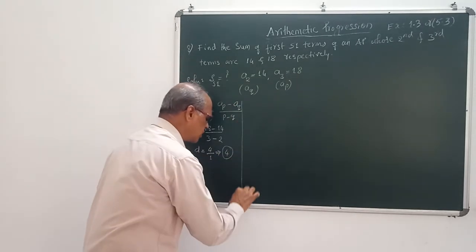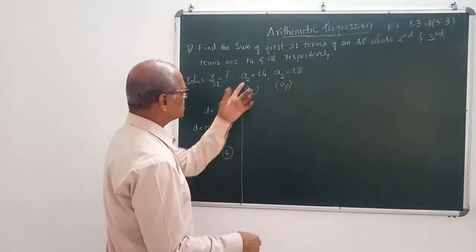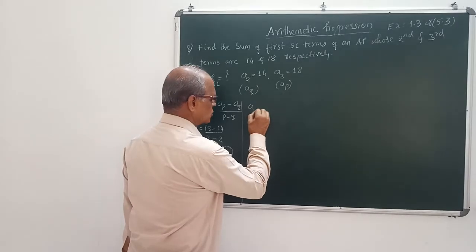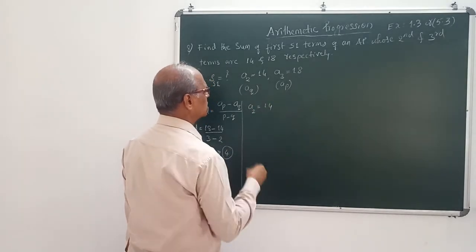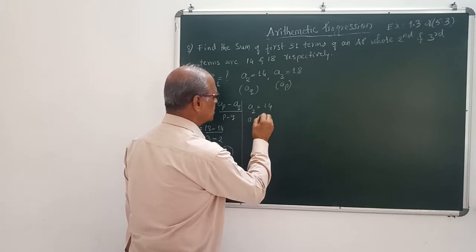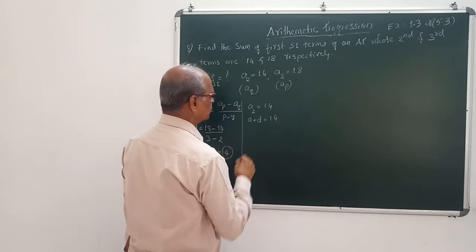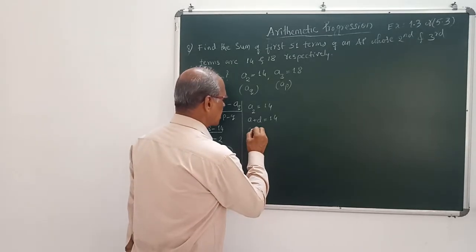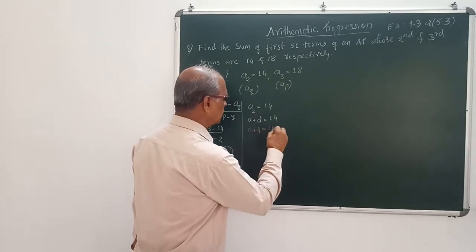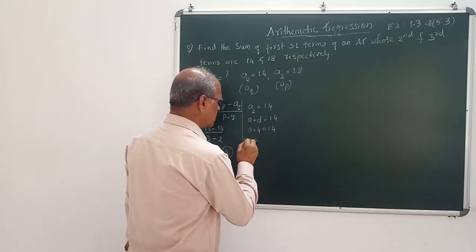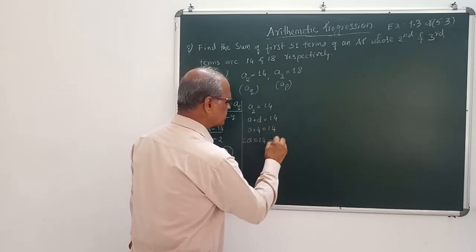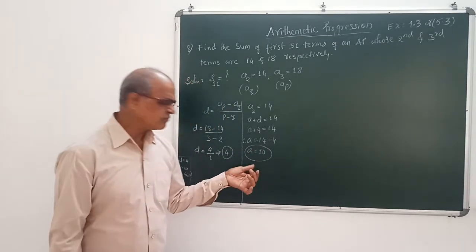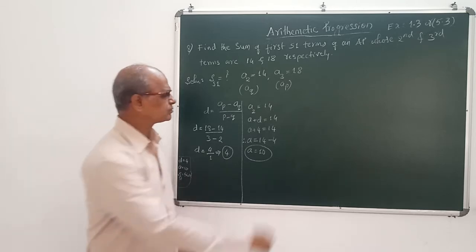Now we have to go in for to find A. Let us take A2 or Ap. Any one of the terms you can take. So A2 is equal to 14. See, A2 can be written as A plus D is equal to 14. We know D here, calculated it, that is 4. That means A plus 4 is equal to 14. Therefore, A is equal to 14 minus 4. So, A is 10.